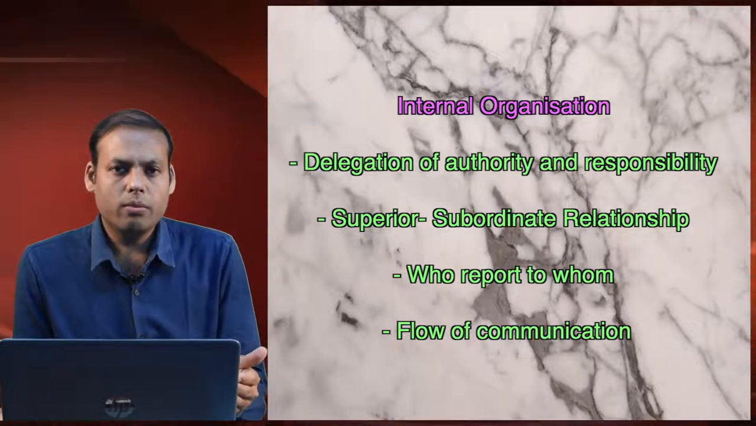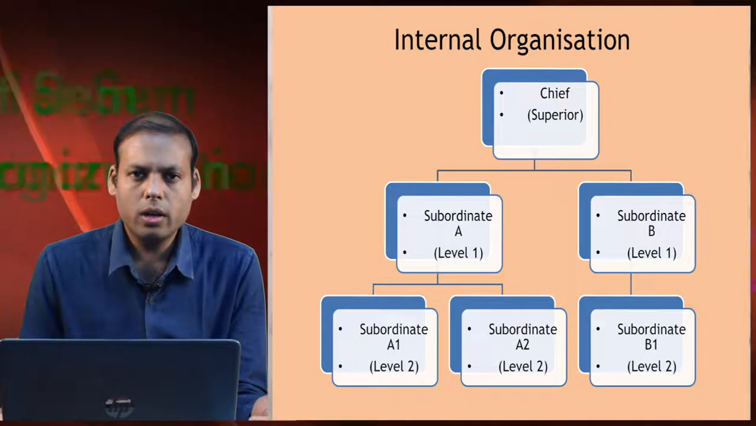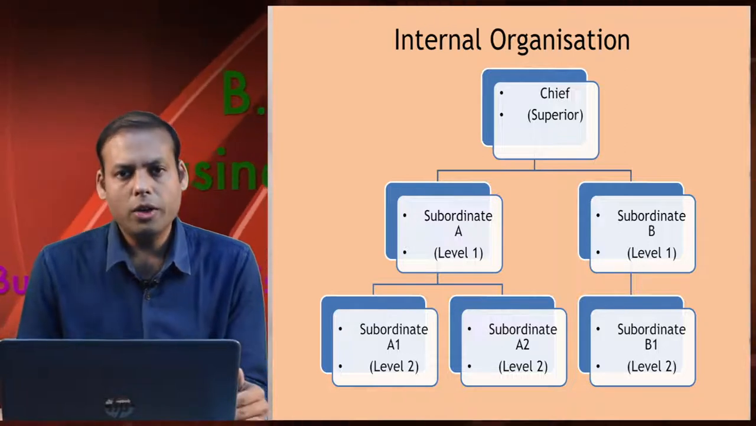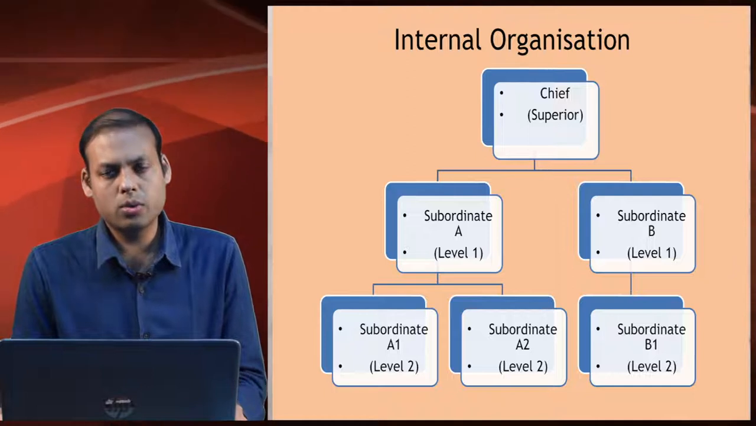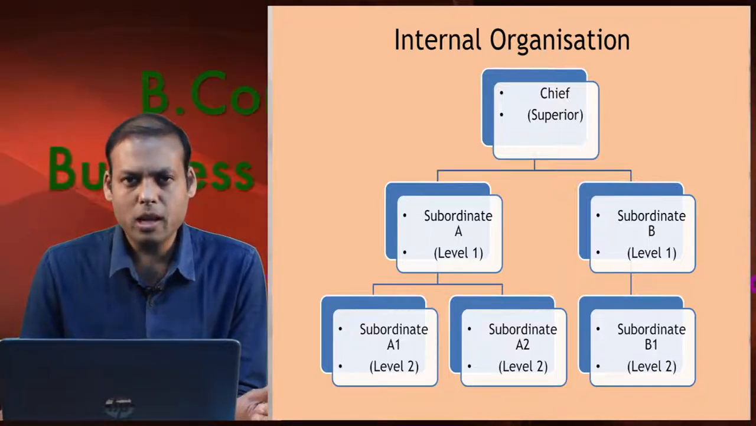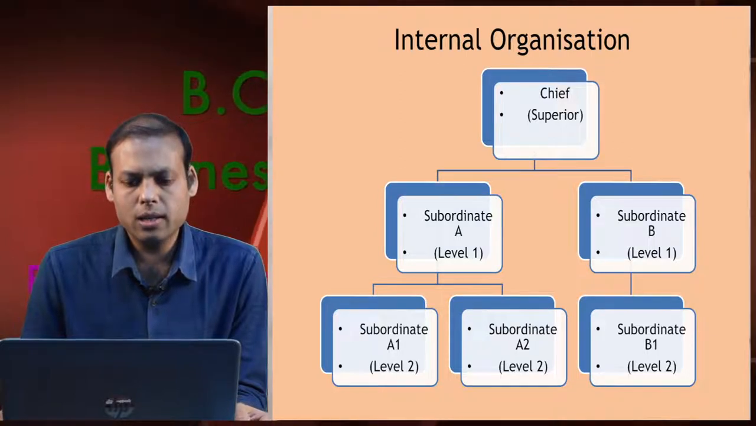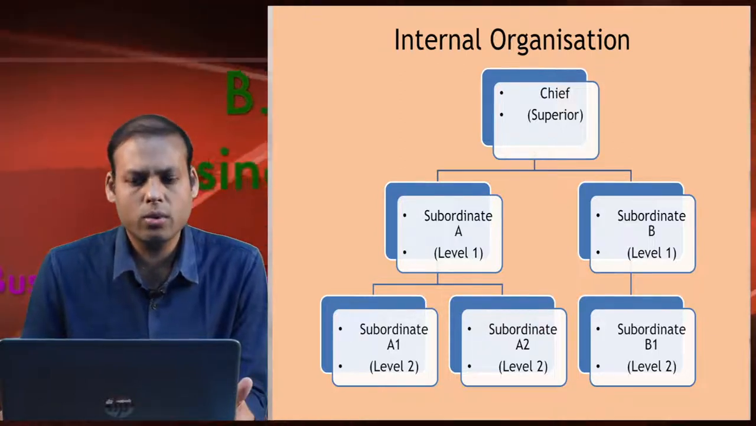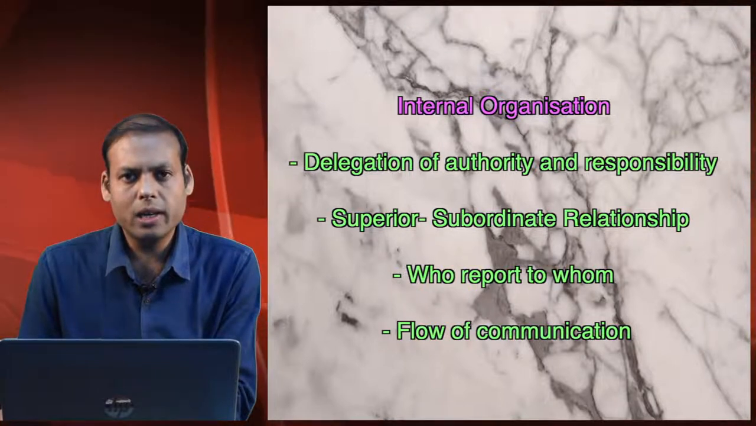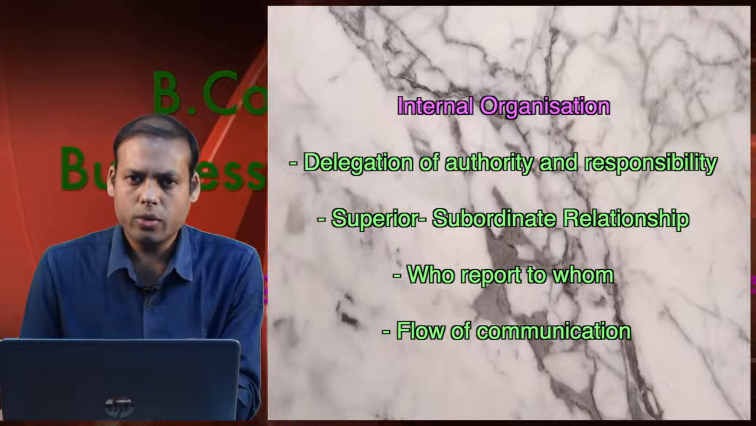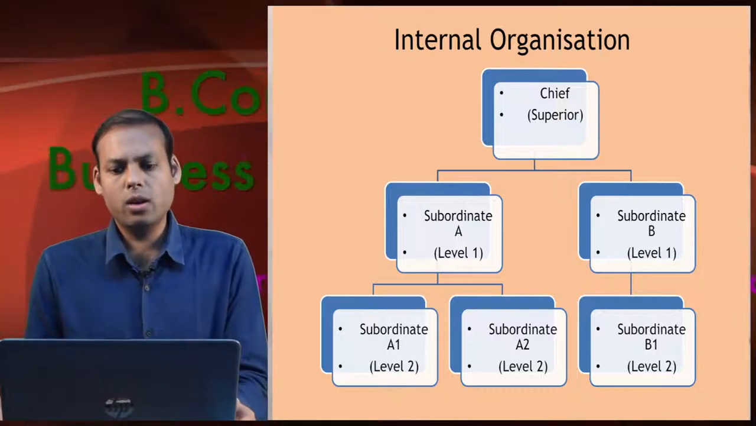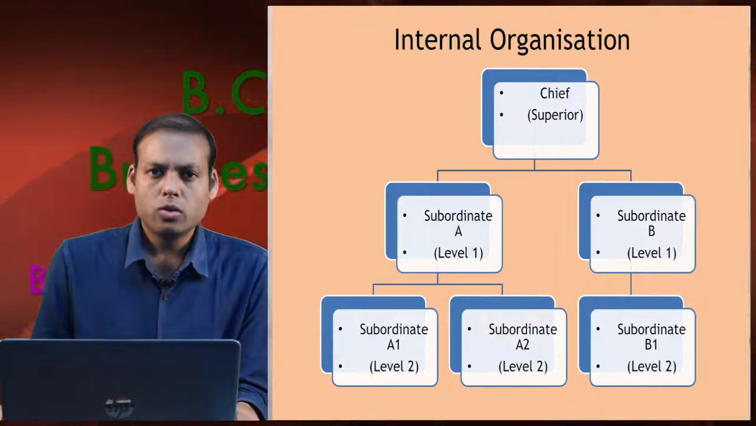In the diagram that we have mentioned, the chief, the superior at the top level, cannot perform all the activities of the organization. So, he or she will delegate some of his authority and some of his responsibilities, matching the authority and responsibility, to the next level. That is, in case of our diagram, it is level 1. So, the chief will delegate some authority and responsibility to subordinate A and subordinate B. Again, subordinate A will delegate some authorities and responsibilities to his subordinates at level 2, subordinate A1 and subordinate A2. In this way, there will be delegation of authority and responsibility from the superior to the subordinate.